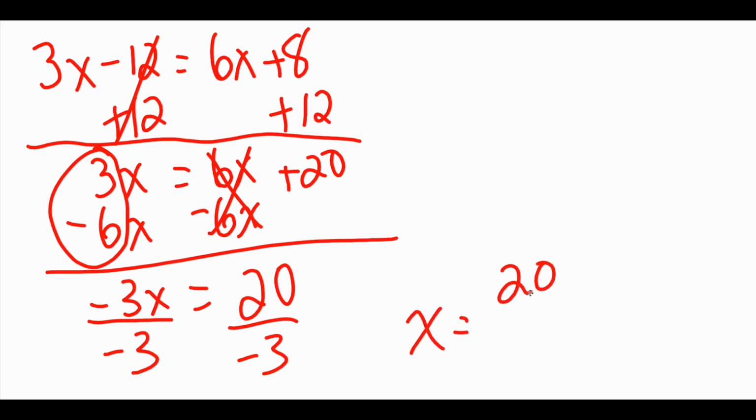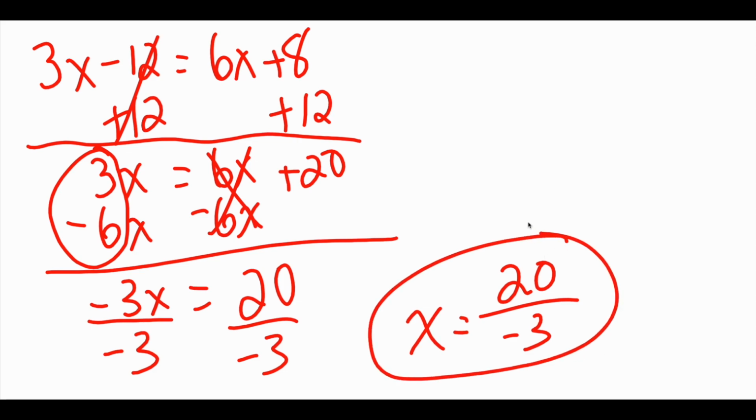And we want to just leave this like this. Don't change it to a mixed number. Don't change it to a decimal. We want to leave everything as improper fractions because we will get into right triangles later on, and we will need to have them in that form. So we're just going to leave it like that.